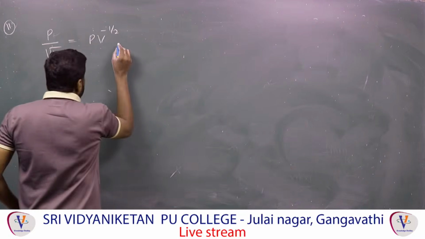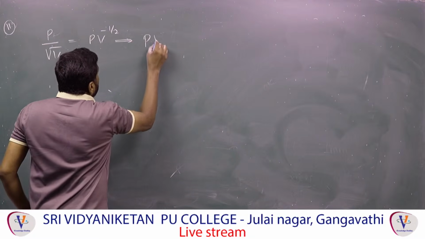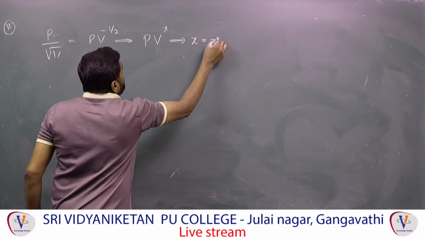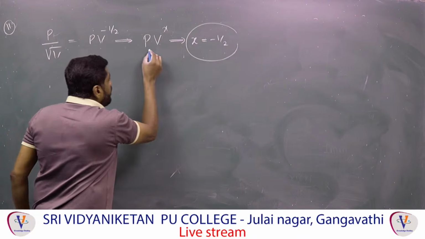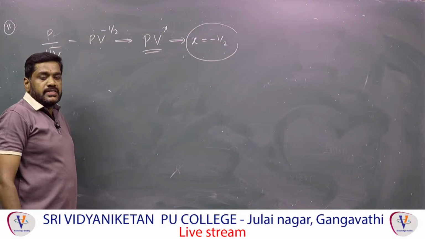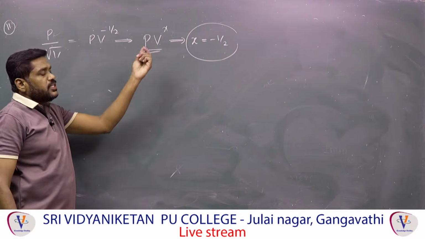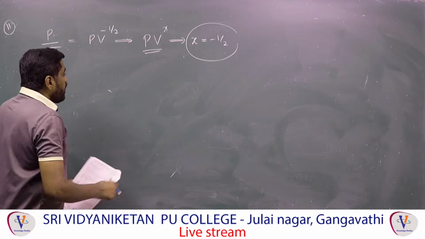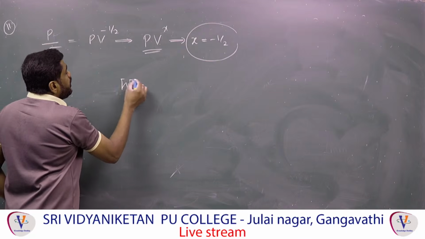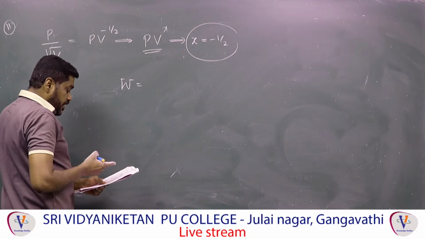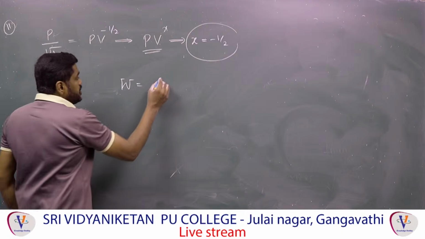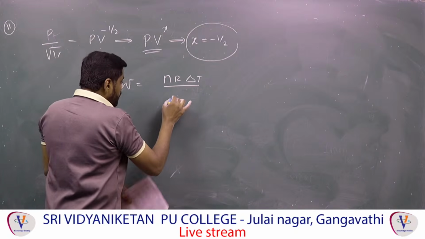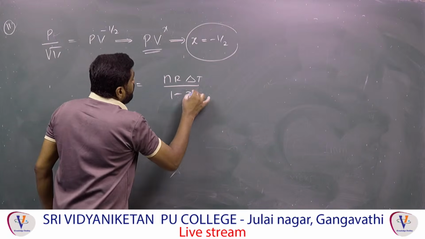So what is the polytropic process? It is represented by P V power x is equal to constant, where x is given as minus 1 by 2. If you compare, this is the equation, P V power x is equal to constant, called the polytropic equation. So we got x, and in this case the work done formula is there. For any polytropic process, work done is n R delta T by 1 minus x.